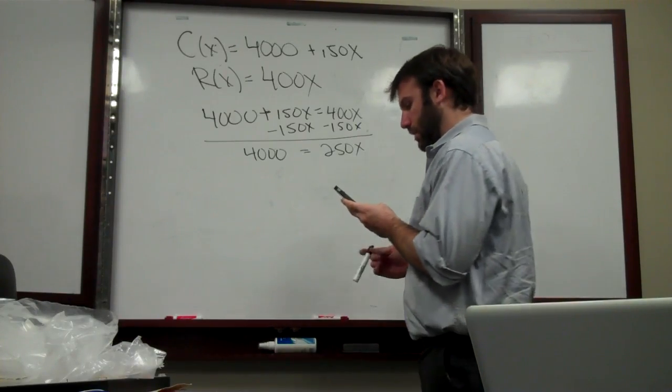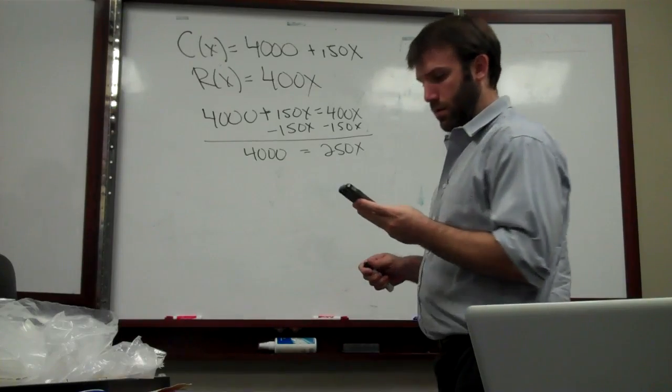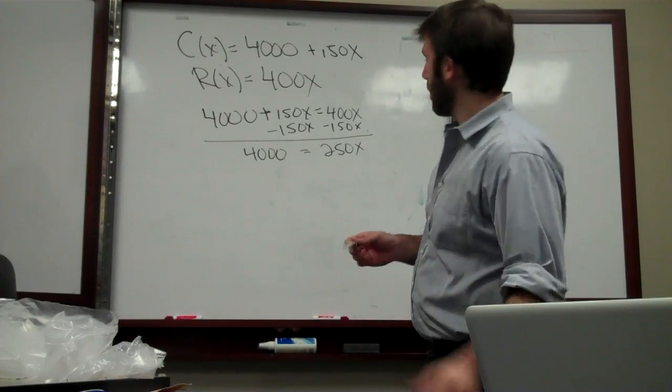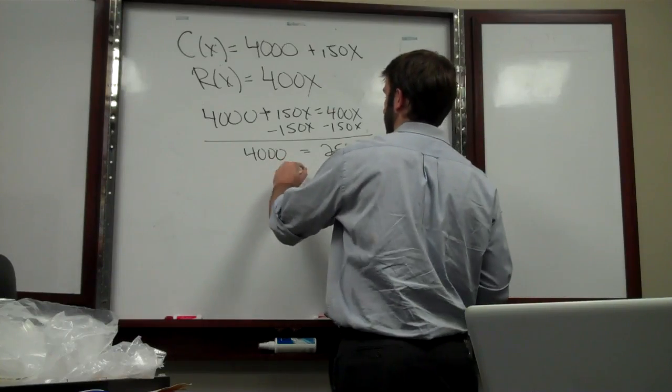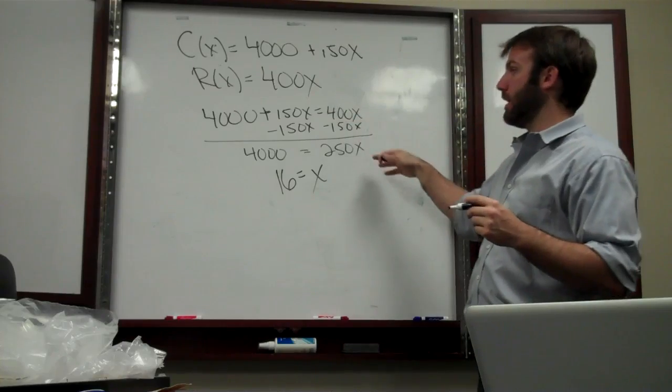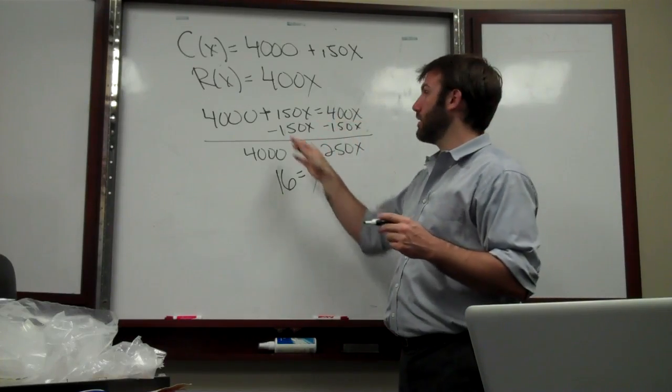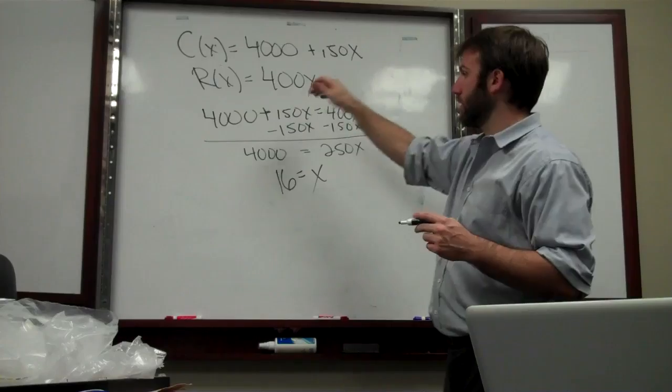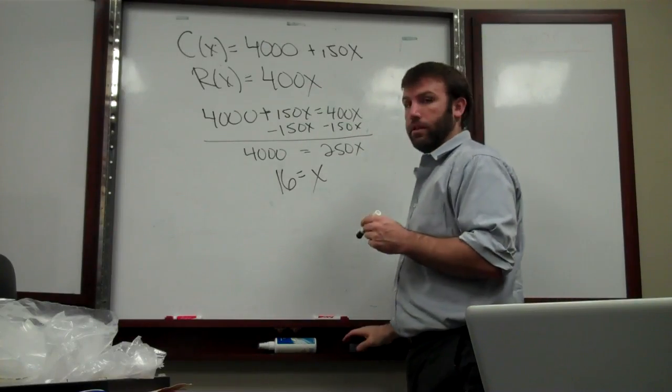Do that real fast. That is 16. So that means after this person has made and sold 16 desks, he is broken even. He has the same amount coming in after he paid all of his costs. Okay? All of these go the same way.